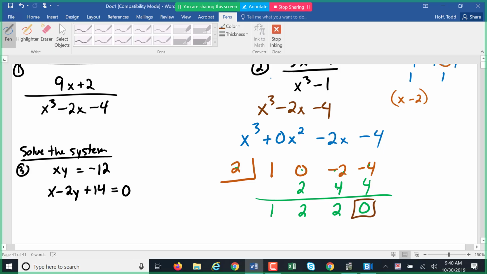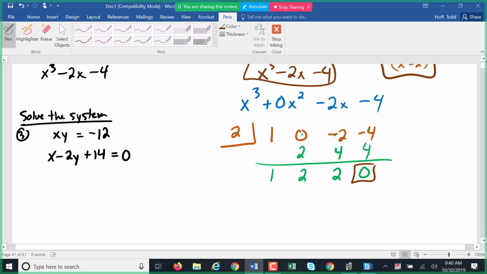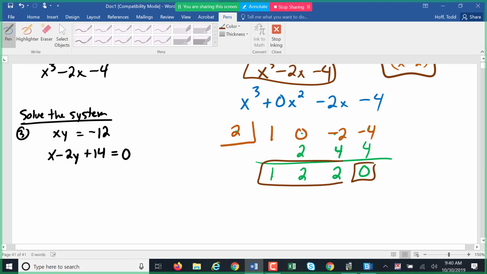If this last number is 0, that means that that is a factor of that expression. So that means x minus 2 is a factor of x to the third minus 2x minus 4. So we need to divide that out to see what remains. This here actually tells us what that is. This is the constant term, that's the 2, it's a positive 2. This is the x term, that's a positive 2x. And this is the x squared term, so x squared.